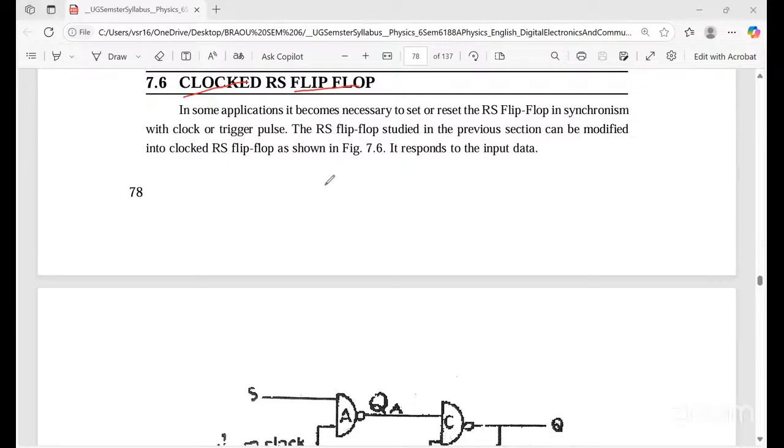So some of the applications become necessary to set or reset. Q and Q bar should be 0 and 1 for the RS flip flop, which is synchronized with the clock or trigger pulse. Okay. So the RS flip flop studied in the previous section has been modified into the clocked RS flip flop.